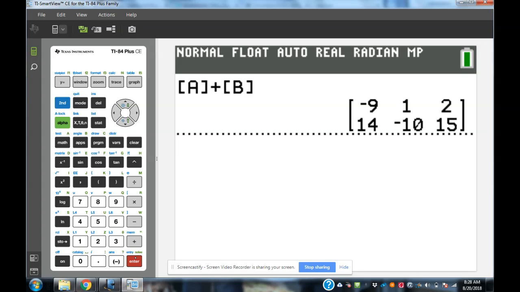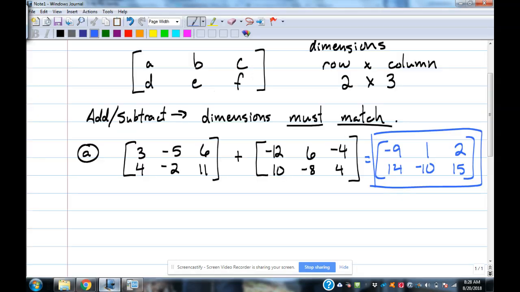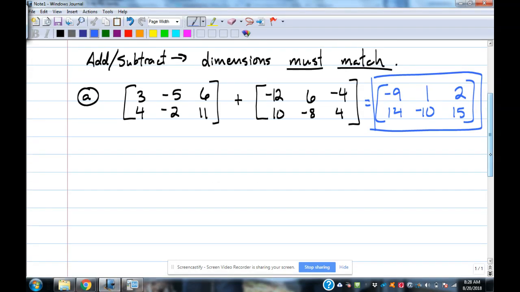All right. Putting them into the calculator is not as useful for addition and subtraction as it will be for multiplication, but it does get you the practice of putting one in. Multiplication is going to be very useful. Not so useful for addition and subtraction because we can do the math quicker.